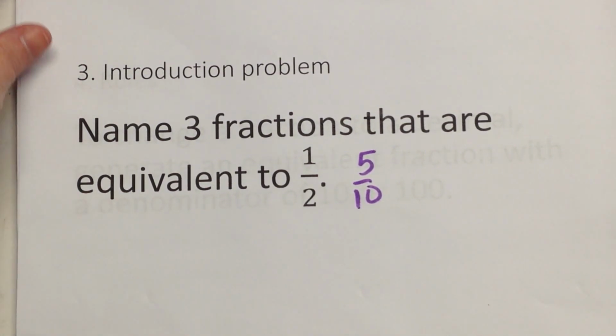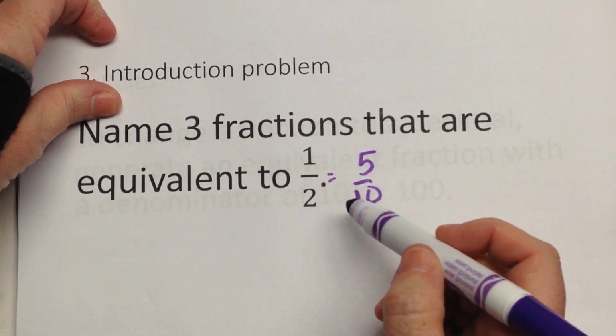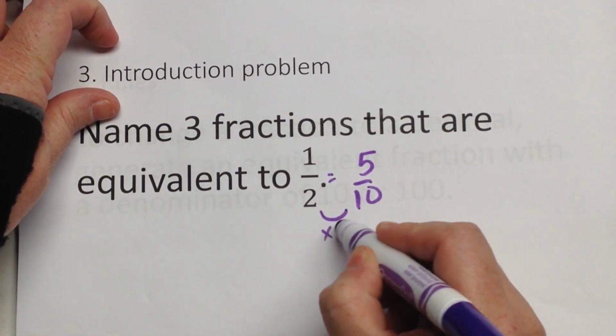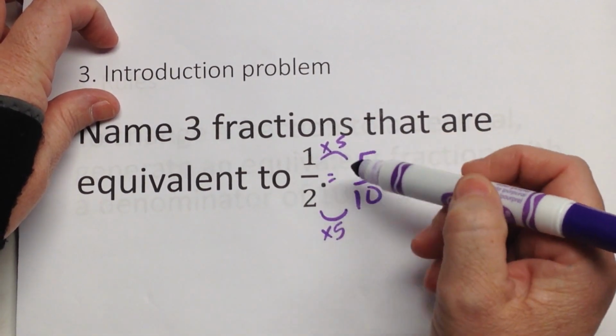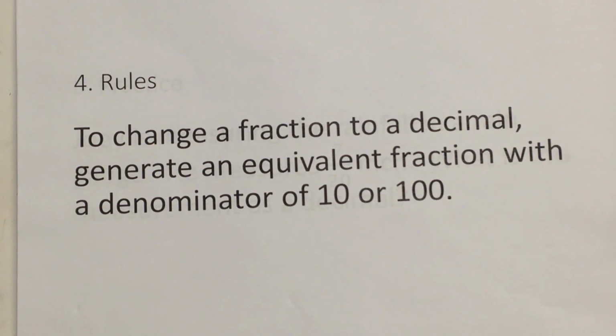It's important to be able to name equivalent fractions because we know that I can multiply the numerator and denominator by the same thing and I can get an equivalent fraction. So 2 times 5 is 10, 1 times 5 is 5. If I can multiply them both by the same thing, then it is equivalent. You'll want to write this down.